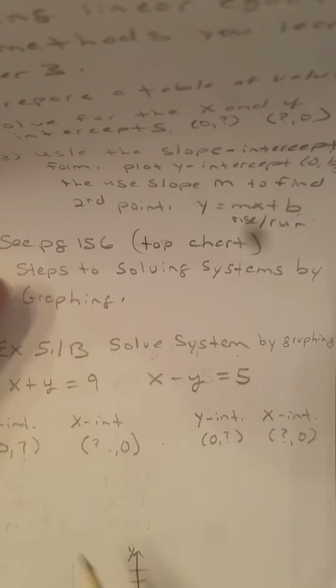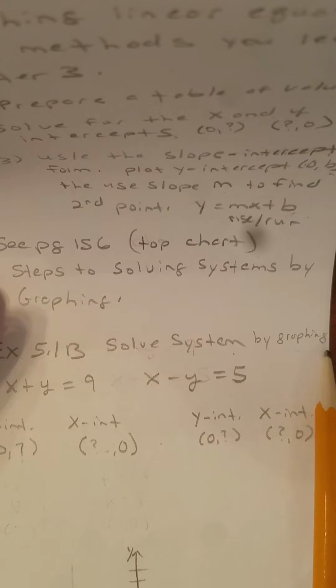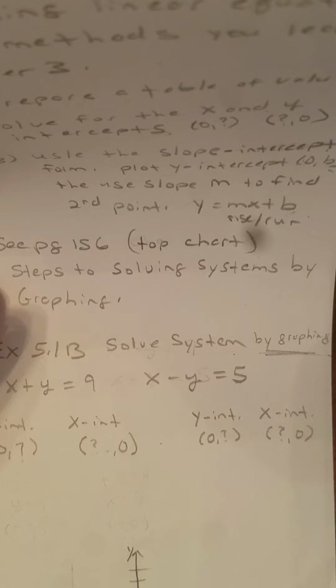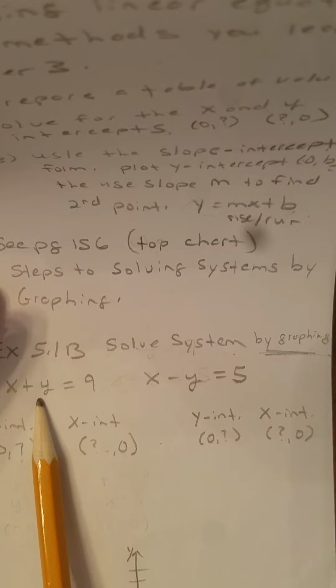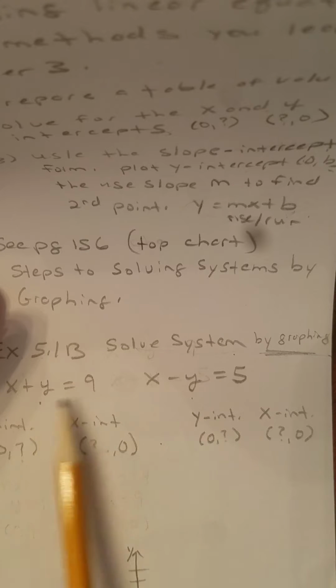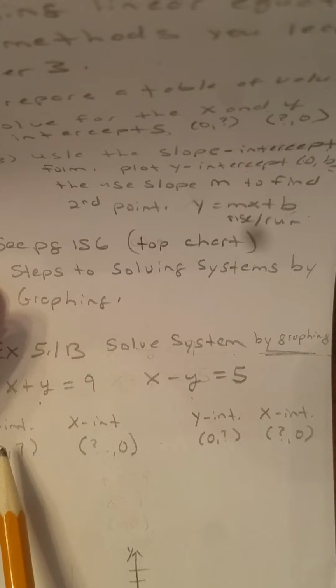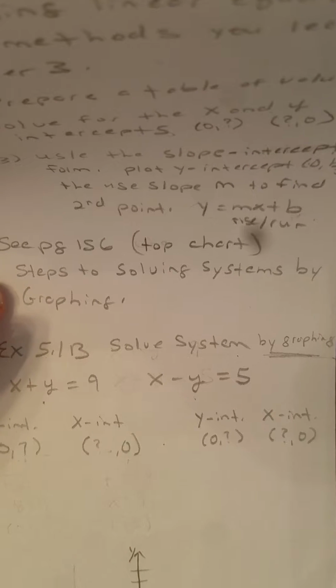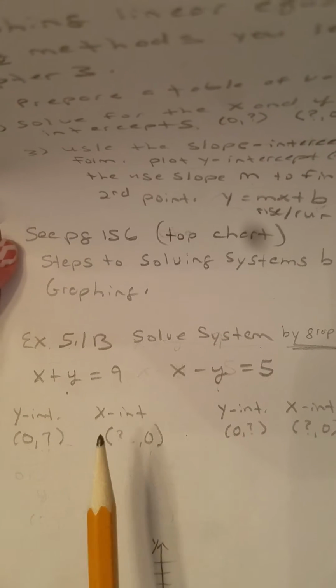So this one says, solve the system by graphing. So it's telling you how they want you to solve the system. It's by graphing. So here's one equation and a second equation. These are our 2 equations in the system. I'm going to use the y- and x-intercepts by plugging in zeros for x and y. Okay, so let's do that.